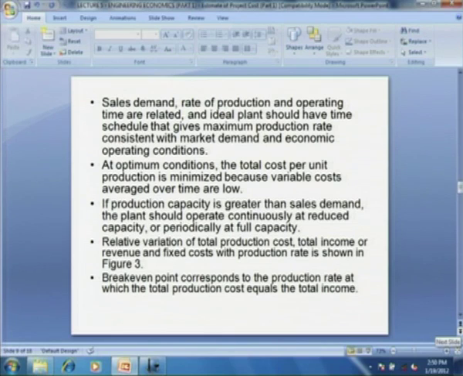Then the sales demand. The rate of production and operating time are related. An ideal plant should have a time schedule that gives maximum production rate consistent with market demand and economic operating condition. At optimum condition, the total cost per unit production is minimized because the variable costs averaged over time are low. Sales demand, rate of production and operating time are very closely interrelated. The ideal plant should operate under a time schedule that gives maximum production rate consistent with market demand, safety, maintainability and economic operating condition. Let us see in the form of a diagram the effect of cost and profit based on the rate of production and the exact variation of the various costs.